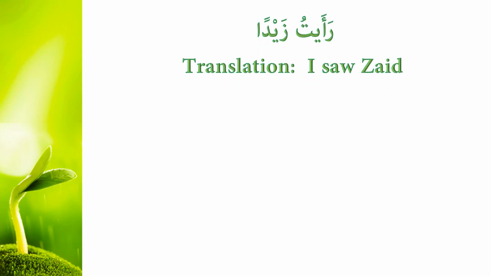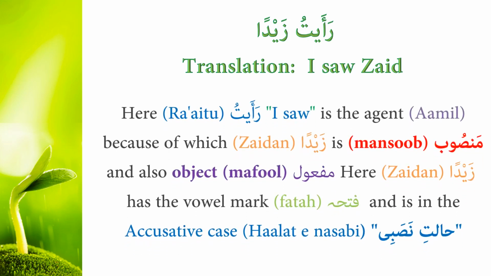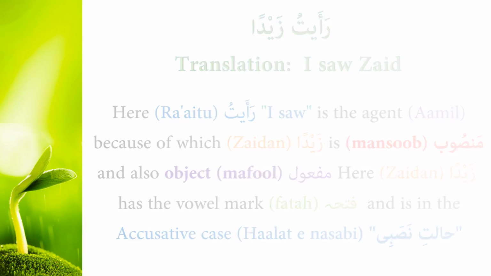The second example is Ra'aytu Zaydan. Translation: I saw Zaid. Here, Ra'aytu, I saw, is the agent, amil, because of which Zaydan is mansoob and also the object, maf'ul. Here, Zaydan has the vowel mark fatha and is in the accusative case, halate nasabi.